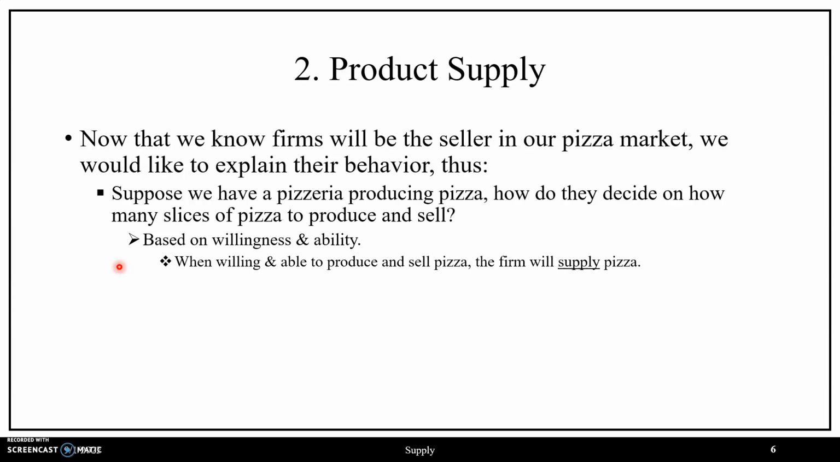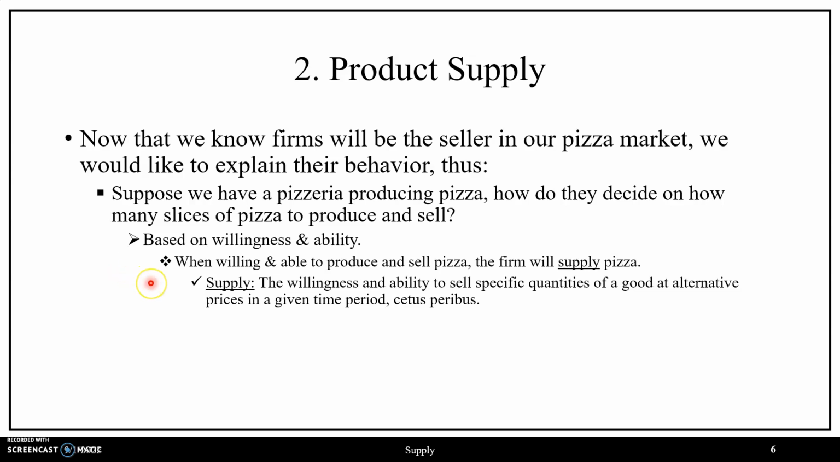So when they see that this occurs, then the firm will be willing and able to produce and sell pizza slices, or in other words, they will supply pizza, or we will define supply as the willingness and ability to sell specific quantities of a good at alternative prices in a given time period, holding all other factors equal, or in other words, ceteris paribus.